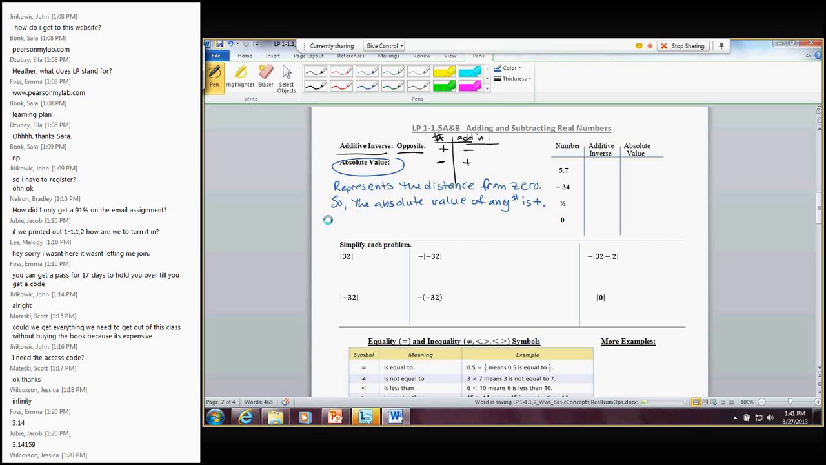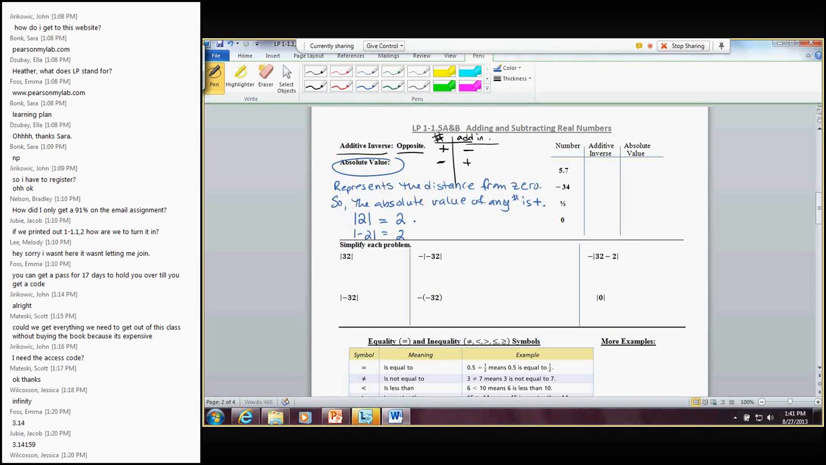Okay, so here's an example. The absolute value looks like two vertical lines. So the absolute value of 2 is equal to, let me get my cursor, hold on. I don't like my cursor down there. Okay. The absolute value of 2 is 2. The absolute value of negative 2 is also 2.